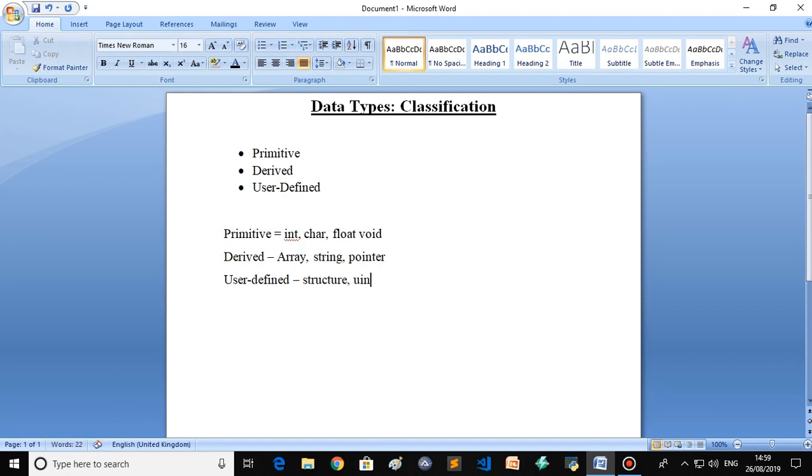To classify the derived data type, there are three types: array, string, and pointer. These three fall under the derived data types category in the C programming language. Basically, you all know what array, string, and pointer are. If you don't know, I will make a separate video on these topics also, so don't worry. And next is the user defined data type.